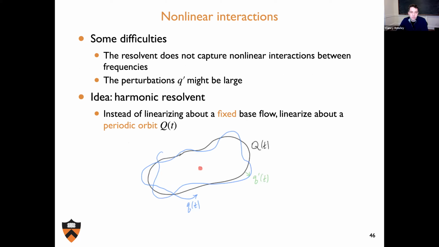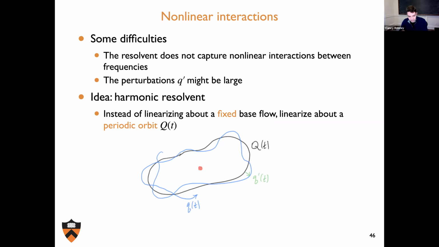So an idea you can consider is something called a harmonic resolvent. Instead of linearizing about a fixed base flow, capital Q, what if you let Q vary in time? So make Q a periodic orbit. That's shown in the picture here. Rather than linearize about the red dot, a fixed flow, you could linearize about the black periodic orbit.